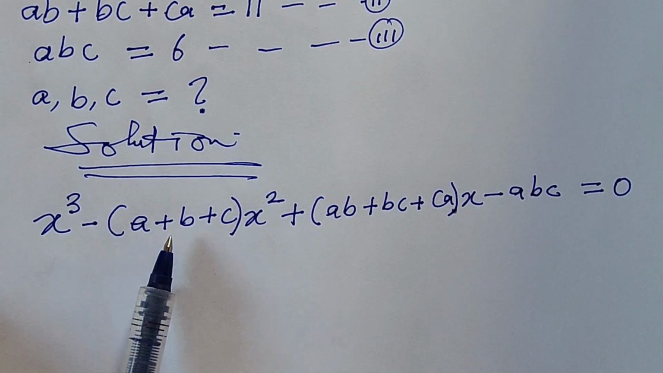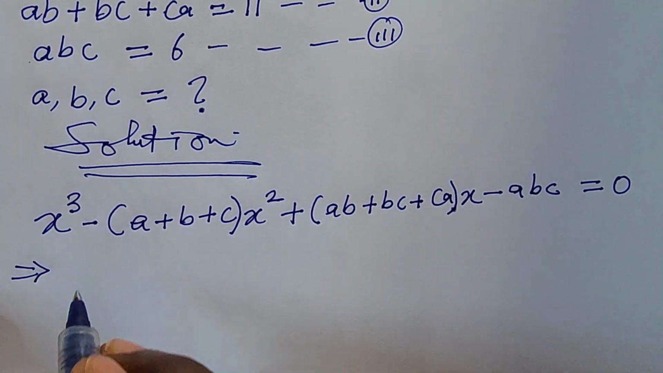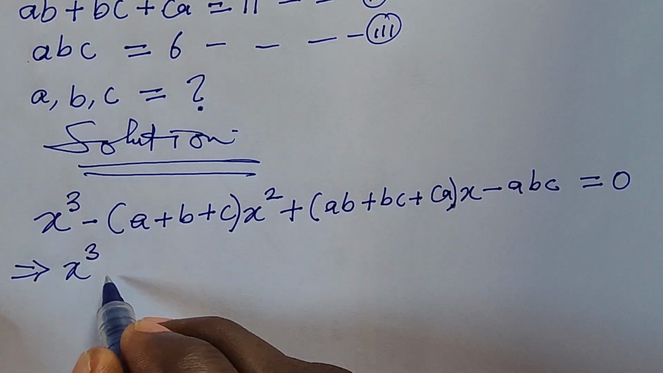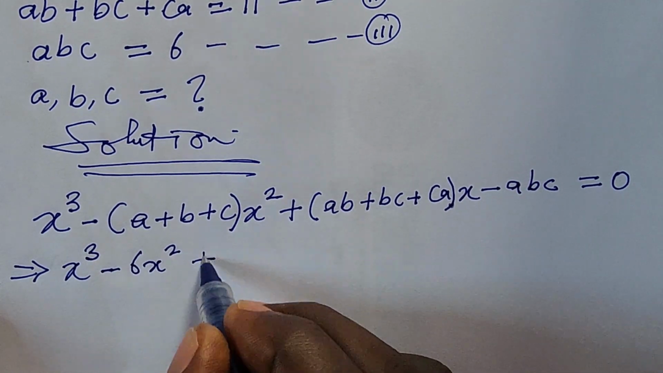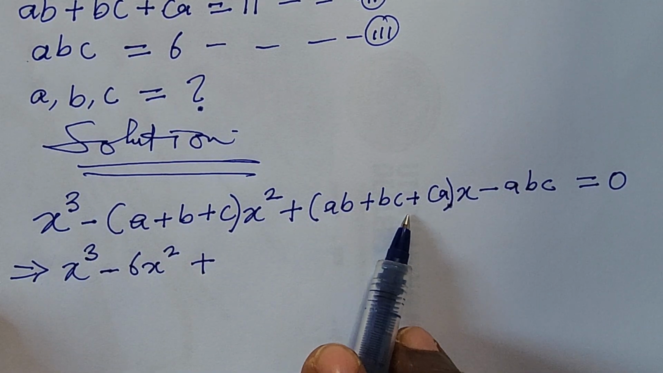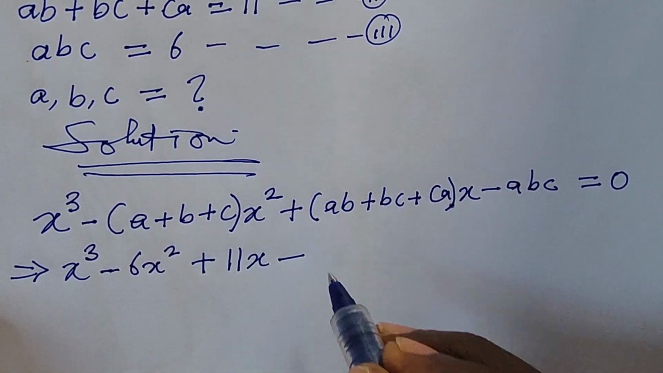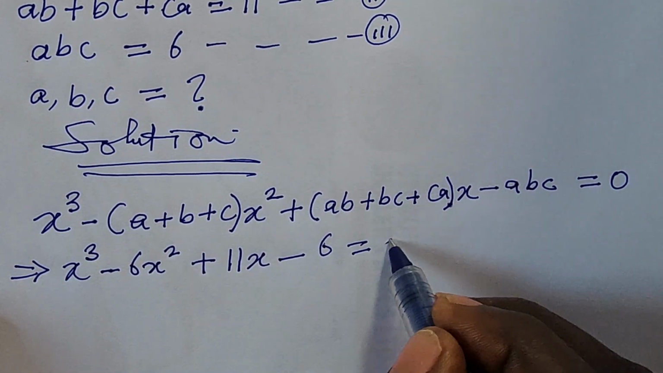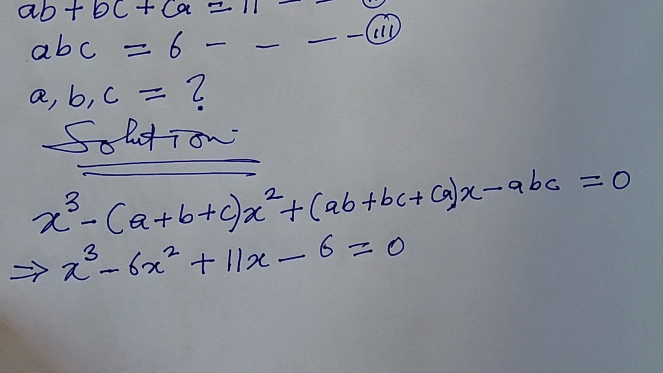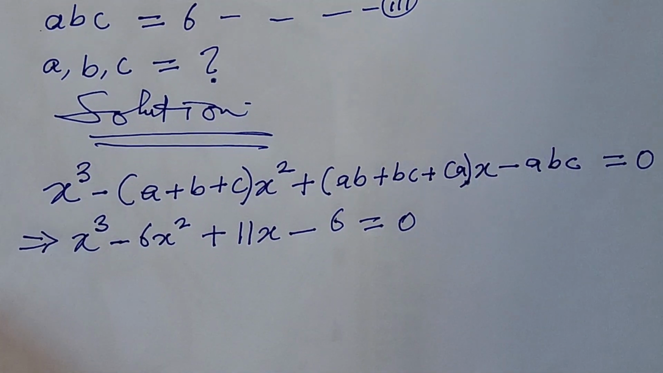Okay, so from here, we know the value of a plus b plus c is given to be 6. So this now implies that we have x to the power of 3 minus 6x to the power of 2, plus our ab plus bc plus ca is 11. So we have here plus 11x, then minus our abc is 6. So we have here 6 equal to 0. This has not changed anything. If it has changed anything, it is still within the domain of this question. Okay, so we now have a polynomial equation.